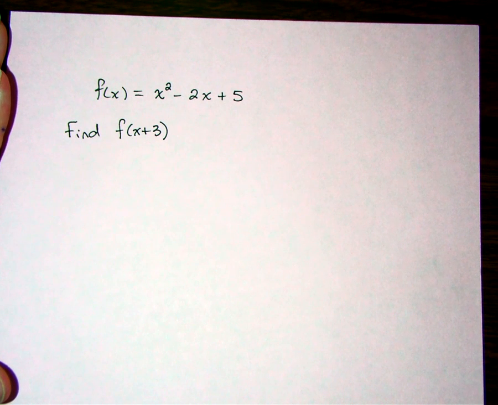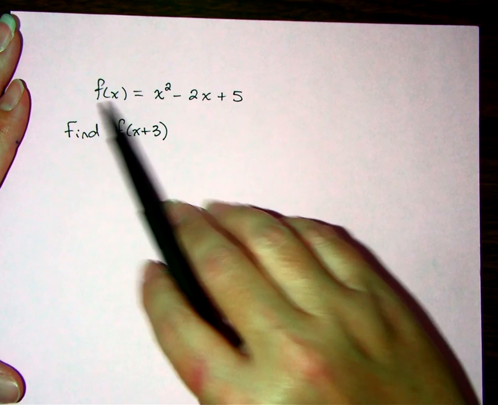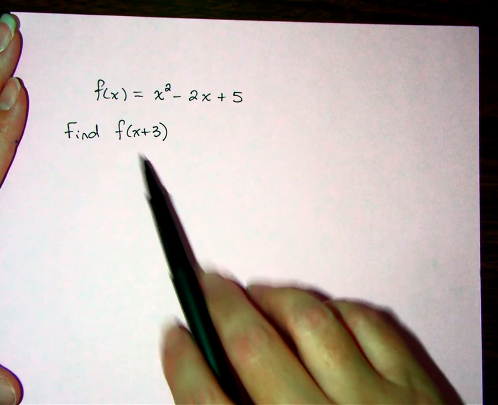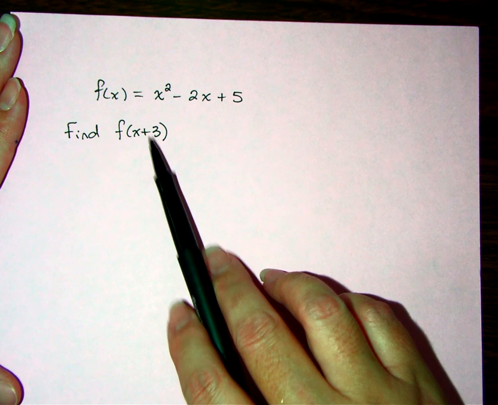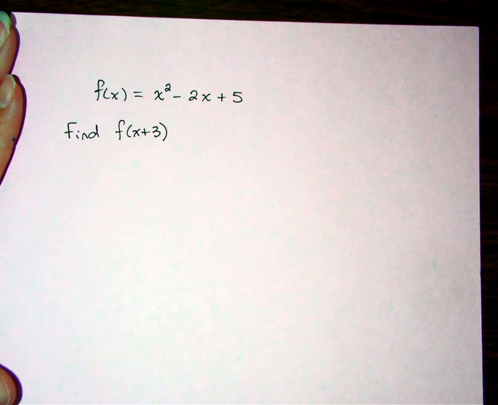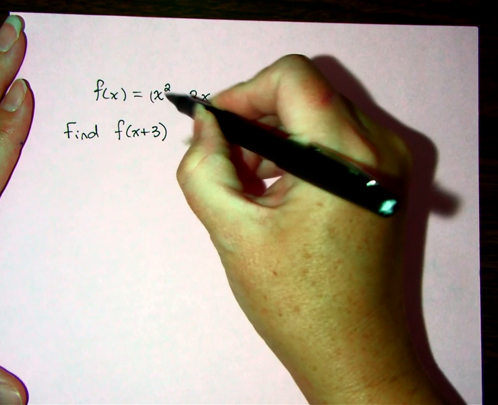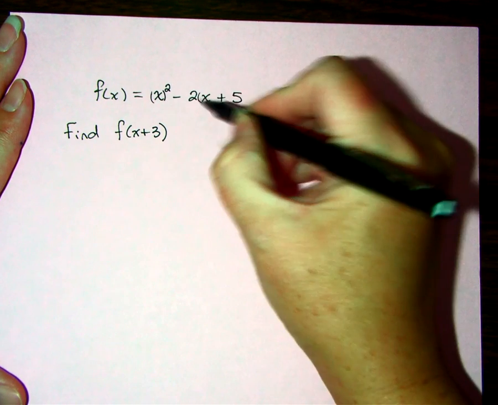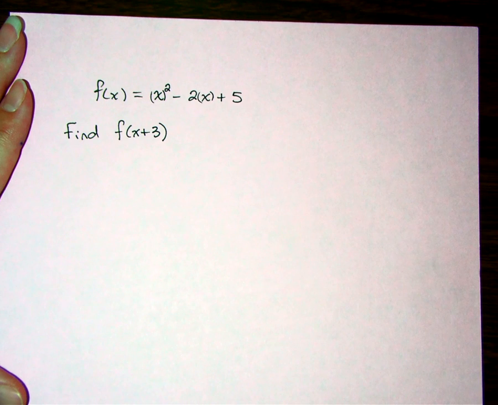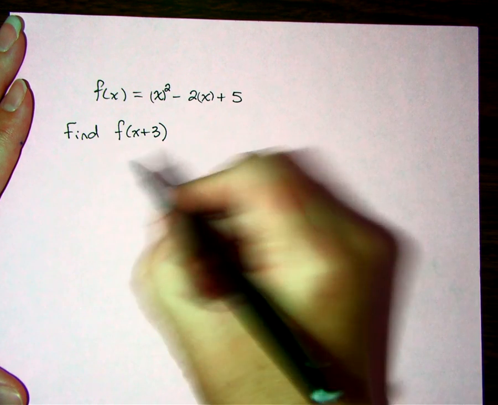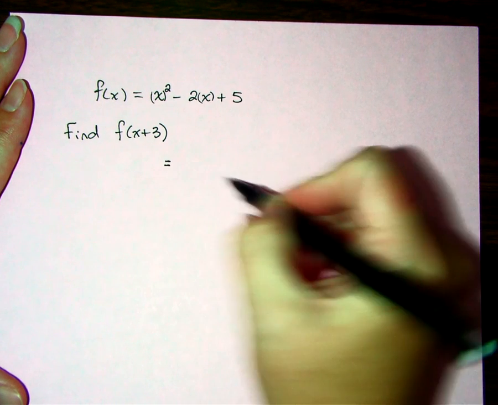When you're asked to find something like f of x plus 3 for a given function named f, literally what they're saying is to put x plus 3 in place of all of the x's in the equation. So that means in this particular equation, I would need to put in x plus 3 right here in place of this x, and an x plus 3 right here in place of this x. So I'm going to write that underneath here.